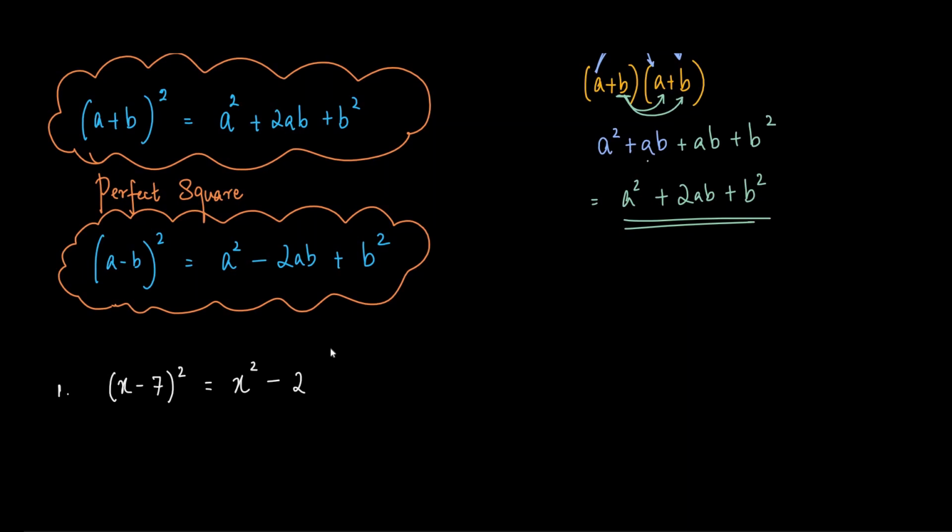So 2 times the first term times the second term. Now, you don't even need to write this. With practice, you will directly do these all mentally and directly write the answer. This is 14x. 2 times 7 is 14. So this is just 14x. And then square the 7, plus 49. Simple as that. So you double the 7 to get the second term, square the 7 to get the last term. Let's look at another example.